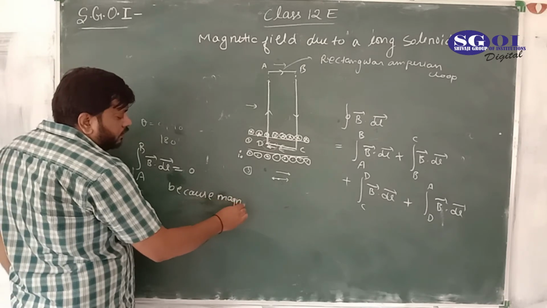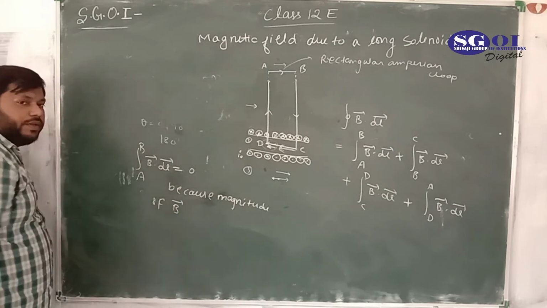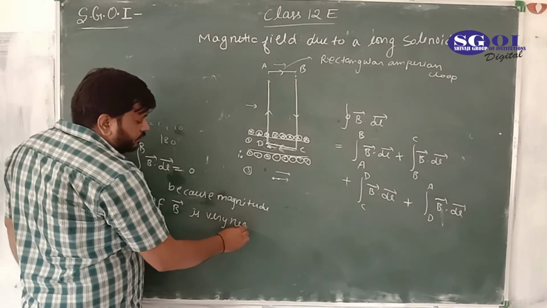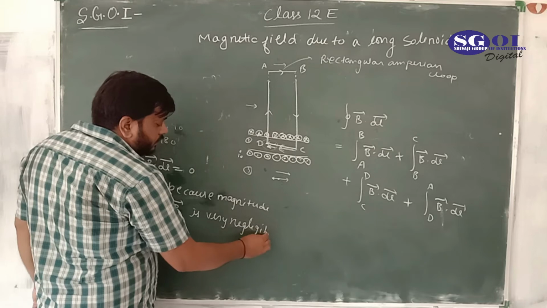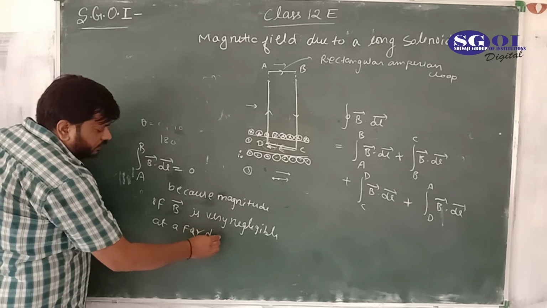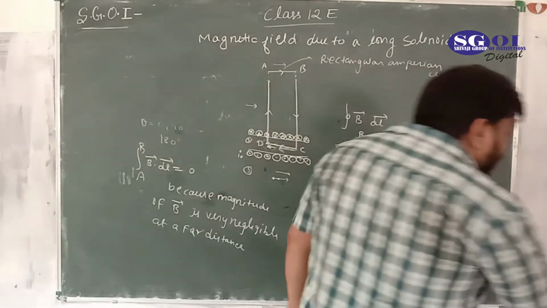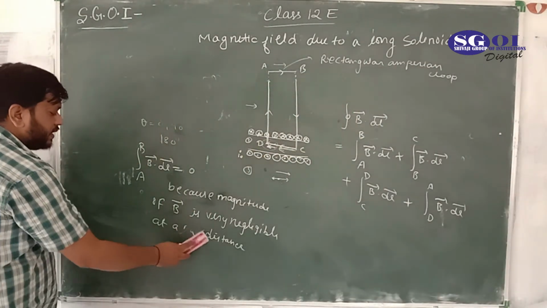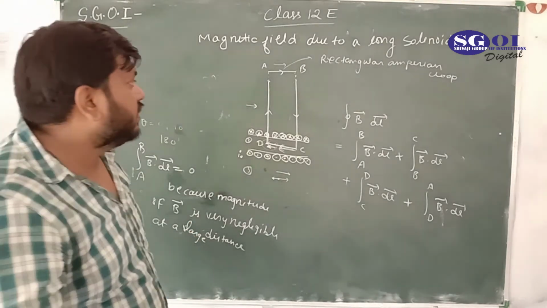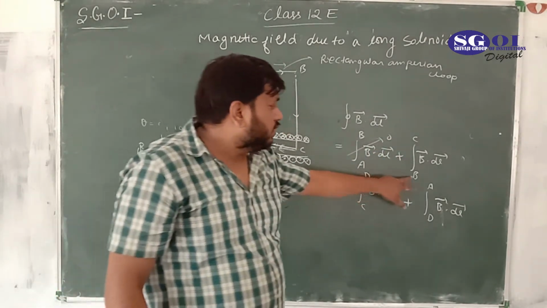because the magnitude of the magnetic field B vector is very negligible at a far distance, at a large distance. So we can neglect this contribution. This becomes 0. Now what about B to C, B dot dl?